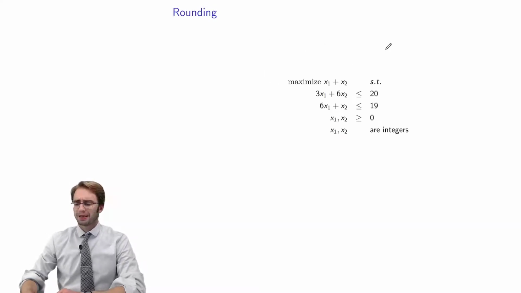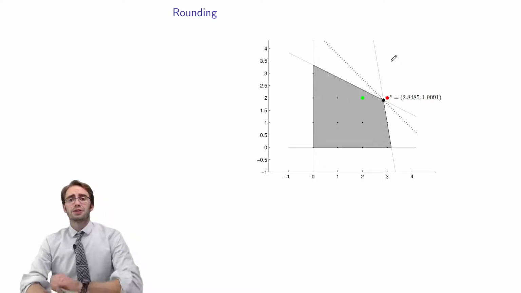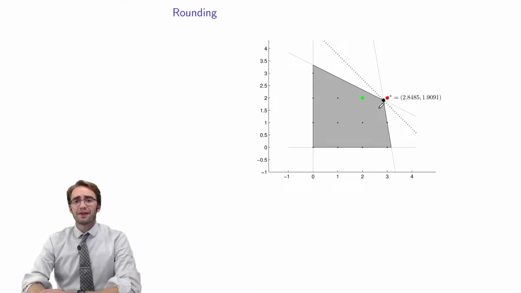Here's a second example of another integer program where, when we look at the solution here, you'll find that the linear programming solution, the solution to the LP, lies on the corner here.